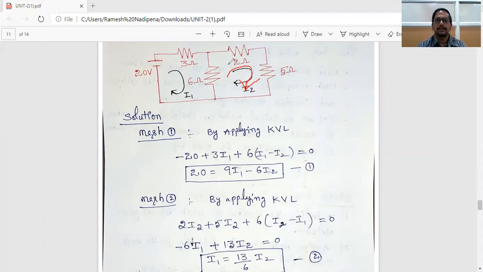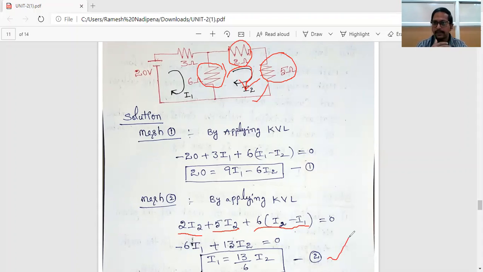Now apply KVL here. First find the voltage across the 2 ohm resistor. So 2 into I2. Voltage across the 5 ohm resistor: 5 into I2. Now the voltage across the 6 ohm resistor: that means 6 into I2 minus I1. Very, very important. The reason is this current is more than any other mesh currents. That is our assumption. Okay. That's why here 2 into I2 plus 5 into I2 plus 6 into I2 minus I1. Right. So from this you'll get the second mesh equation.